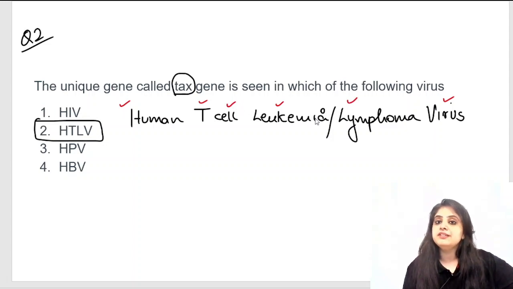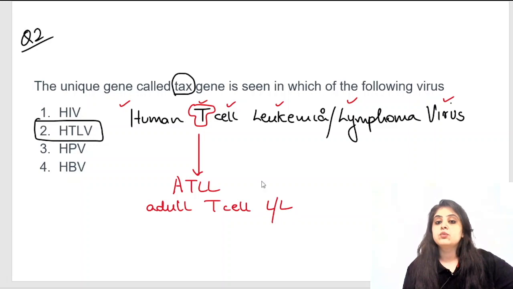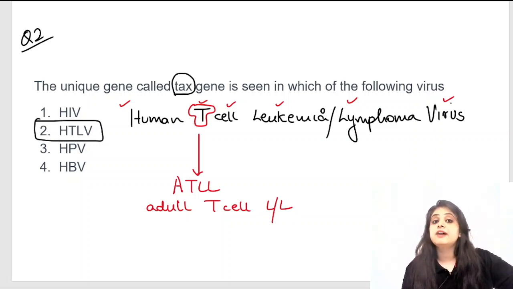Of which category? B cell or T cell? It's causing leukemias and lymphomas of the T cell. So what disease do you know that as? That is known as ATLL. What is ATLL? Adult T cell leukemia lymphoma. So what is the disease caused by HTLV? This virus causes ATLL via which gene? Now the gene responsible for this is definitely going to be the tax gene.